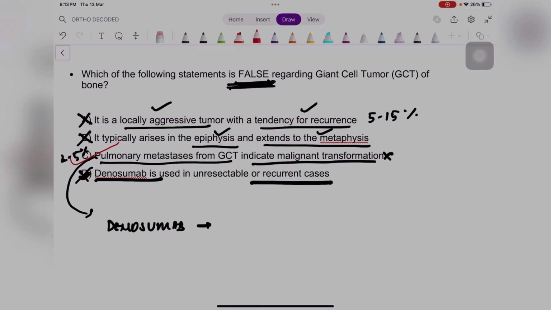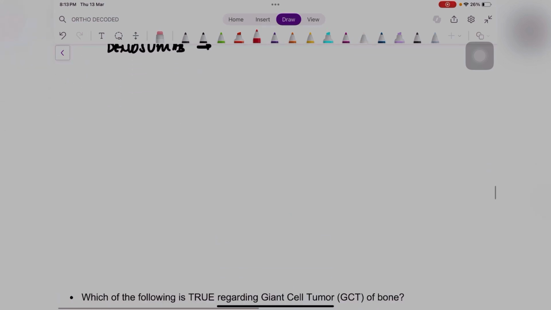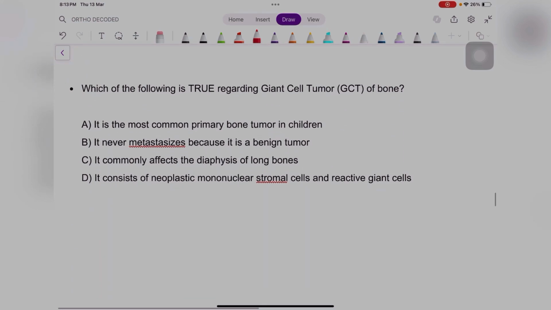Though it is a locally aggressive tumor, pulmonary metastasis can happen, but it can never go into malignant transformation. I hope you understood this question. So moving on to the next question.